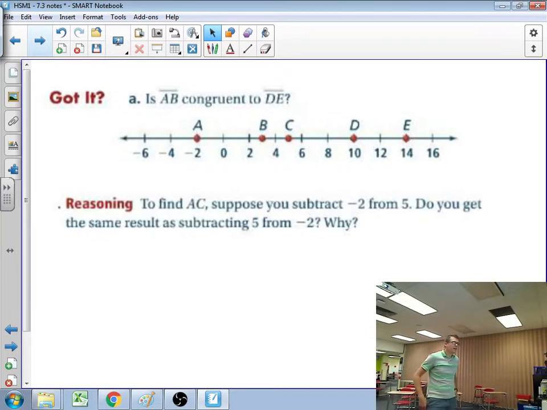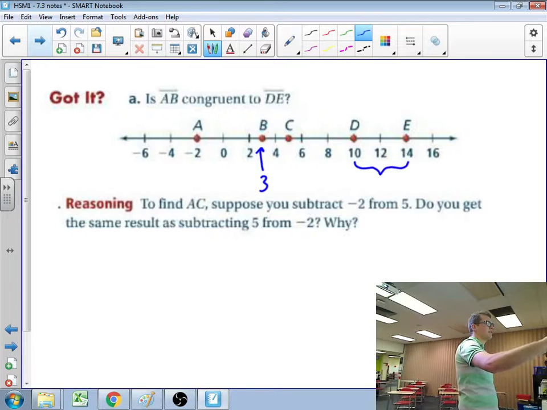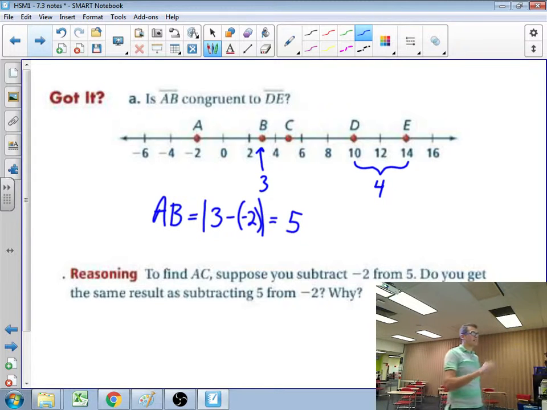So we see, is AB congruent to DE? So AB, we first need to figure out, well, what is AB? Well, it looks like B is at 3. DE, we can see pretty easily from 10 to 14 is 4. And AB, if it goes from -2 to +3, we can go ahead and show the work for this. That'll be the absolute value of 3 minus a -2, which is really addition. So that gives me 5. So since DE is 4 and AB is 5, these are not congruent to each other. So no, they are not congruent.